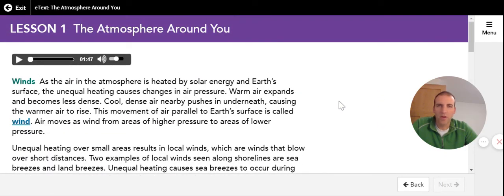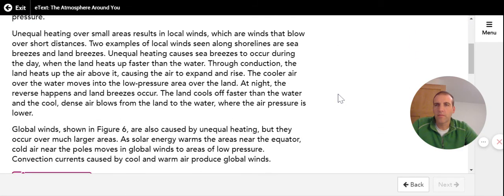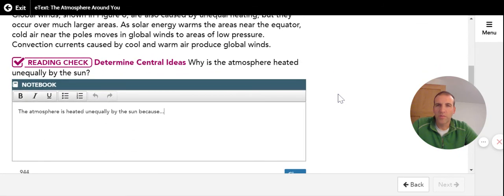Next, we're learning about winds and how those are a part of the atmosphere. At the conclusion of this page, there's another reading check question. Why is the atmosphere heated unequally by the sun? Once you have read these paragraphs preceding this question, you should be able to formulate an answer.